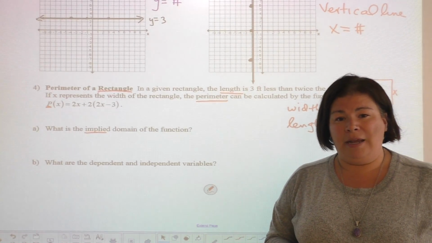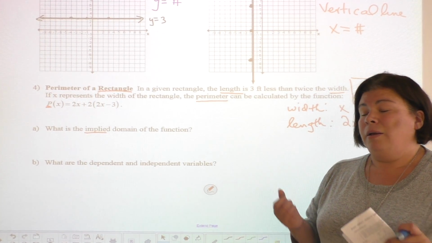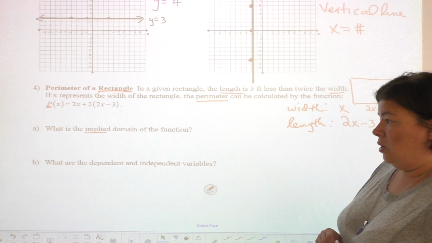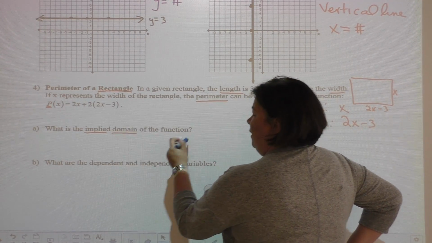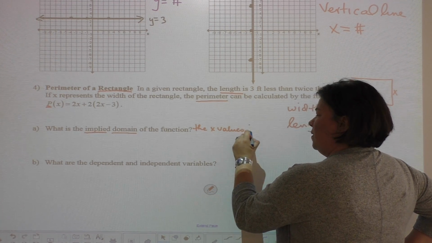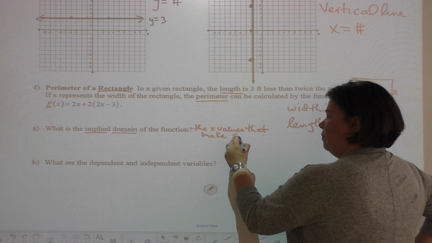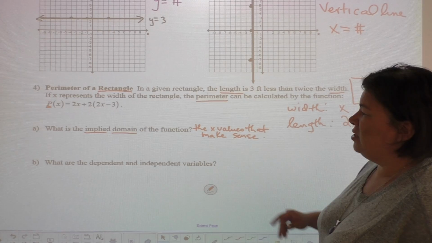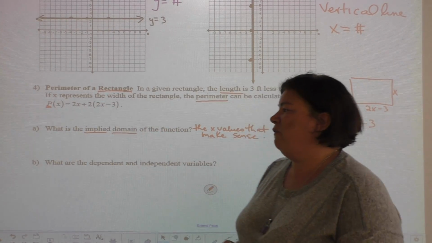My width can't be negative, my length can't be negative. My width or length cannot be 0, because if it's 0, we're not going to have a rectangle. So the implied domain of the function, if we had to define that, it's the x values that make sense in this problem. So you're normally seeing, hey, well, this is a linear function.